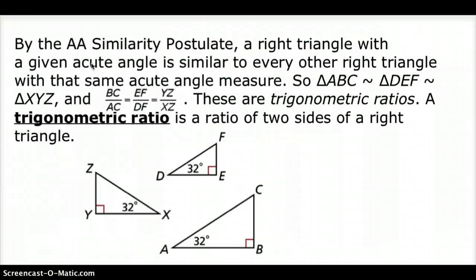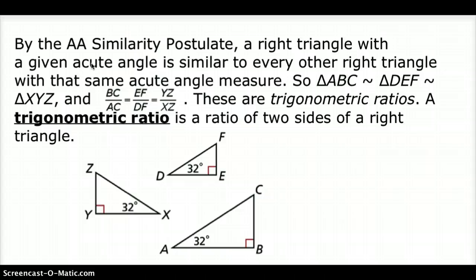By the angle-angle similarity postulate, a right triangle with a given acute angle is similar to every other right triangle with that same acute angle measure. Since one of the angles is already 90, if one of the other acute angles matches, well, there are only 180 degrees in a triangle, so the other one has to be the same as well. And so in this particular example, triangle ABC.